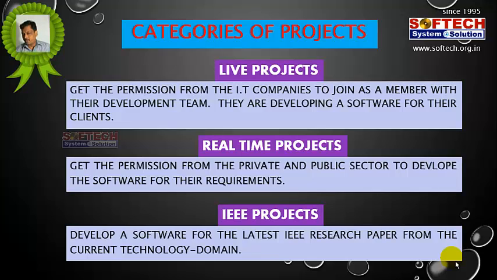So IEEE projects. The third type is IEEE project. So what is IEEE? Institute of Electrical and Electronics Engineers. It is an institution that publishes new inventions. That is PhD or research and development organizations or research students. They invent new concepts, new algorithms, new technology.